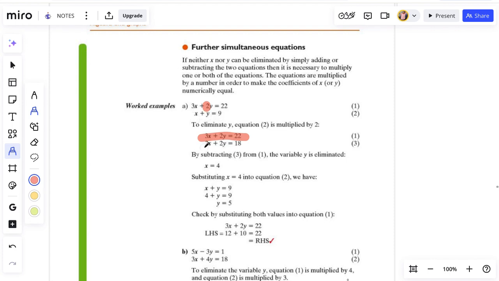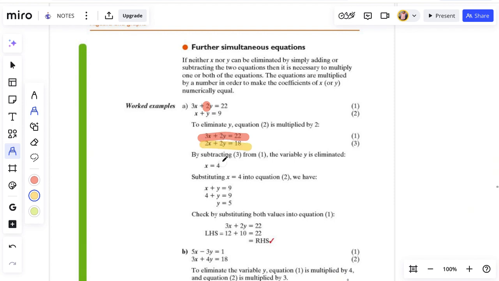So 2 times x, we get 2x. 2 times y, we get 2y. 2 times 9, we get 18. Now, they are the same. You see 2y, 2y. Now we can eliminate. If they are not the same, you cannot eliminate. Now we can eliminate since they are the same.